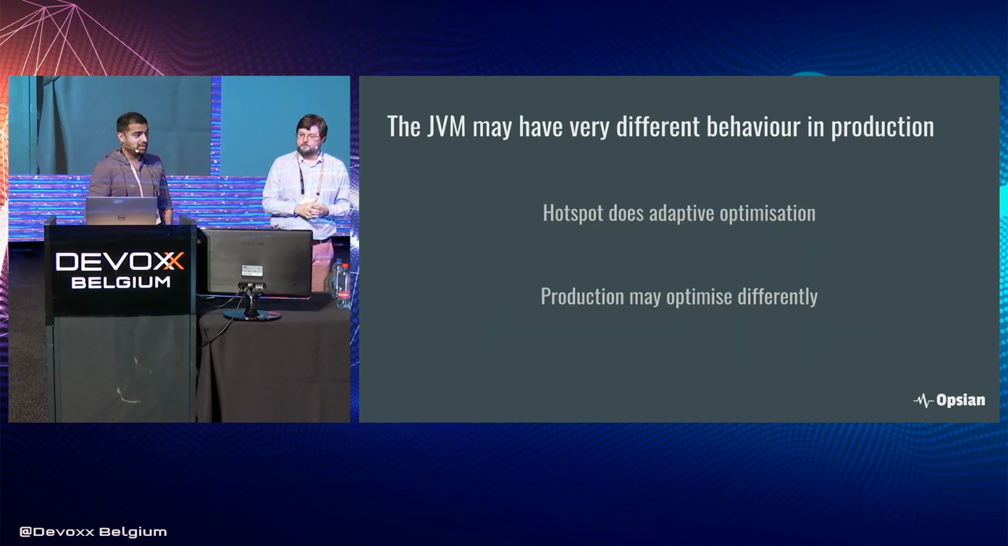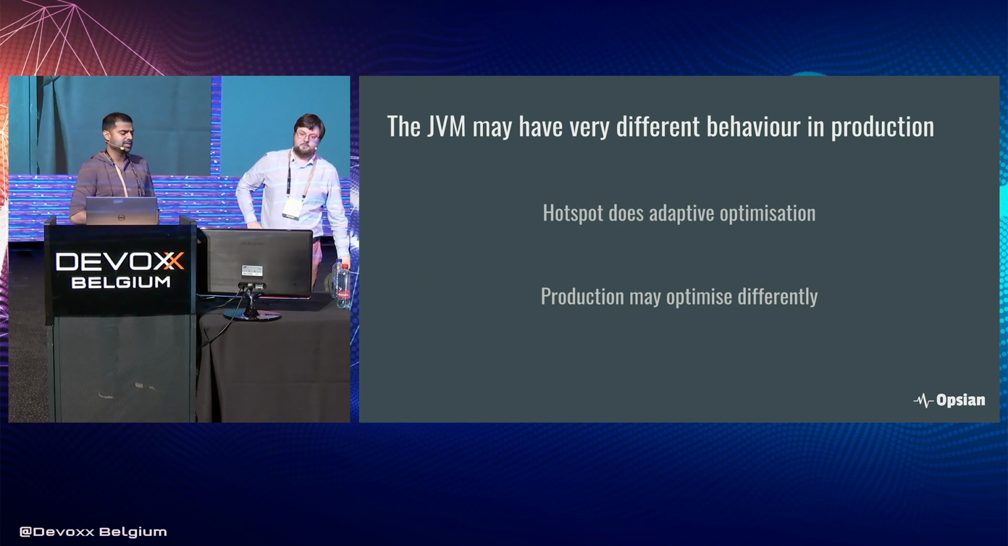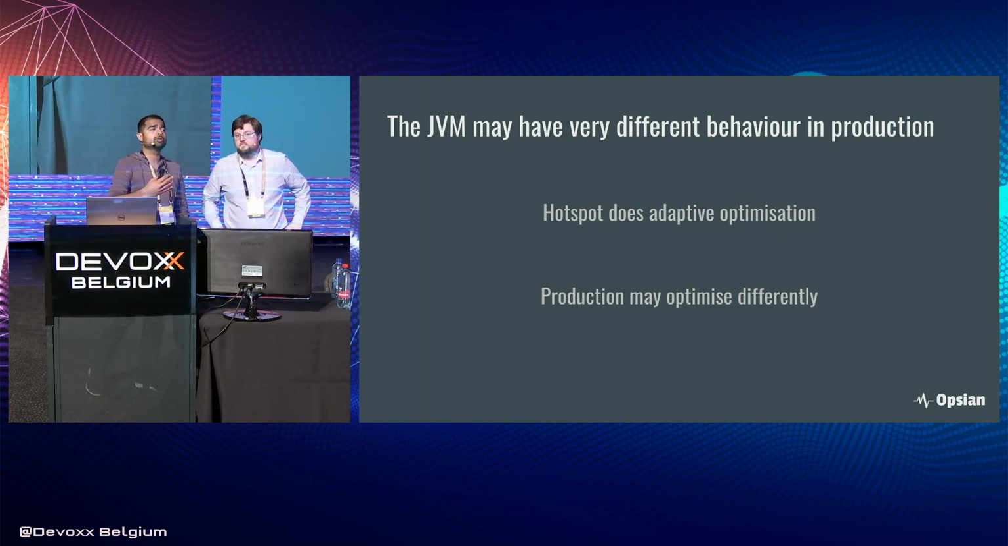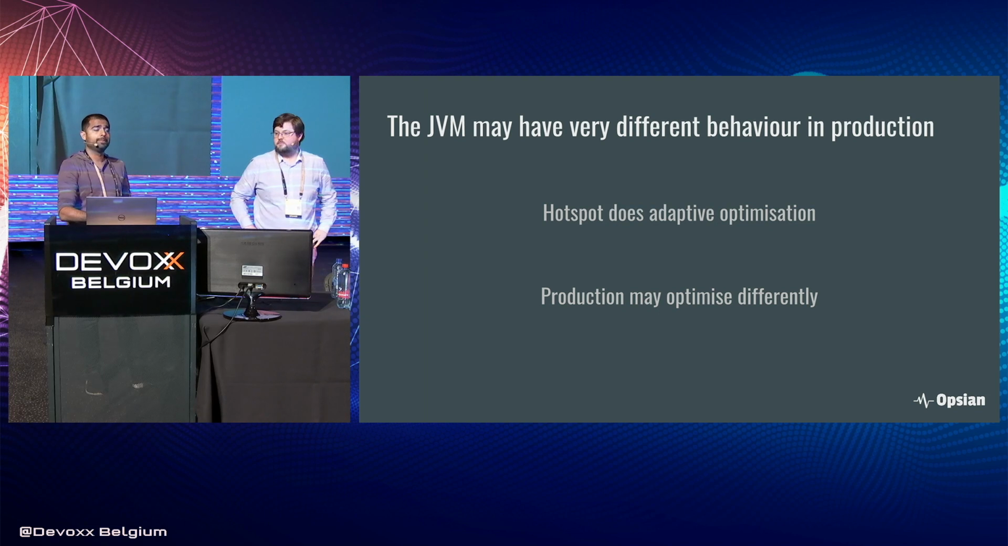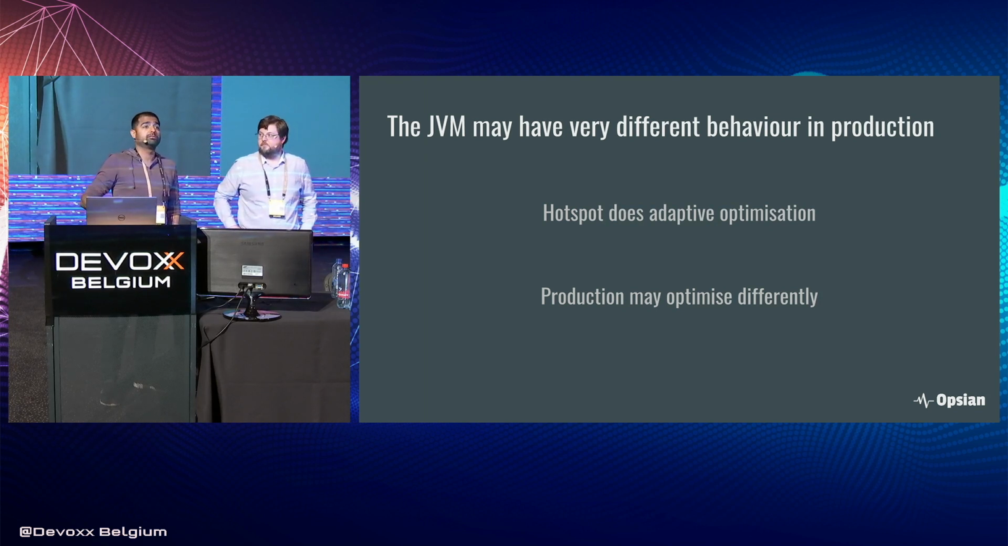Sure. And the last thing that we have in the Java ecosystem that makes things even more exciting and unpredictable is that the JVM does adaptive optimization. So what do we mean by that? It adapts the optimizations it does to the way that the code is being used. So if you have an environment that hasn't been exercised in exactly the same way as production, there's no guarantee that the optimizations that the JVM has done are the same as they've done in production.